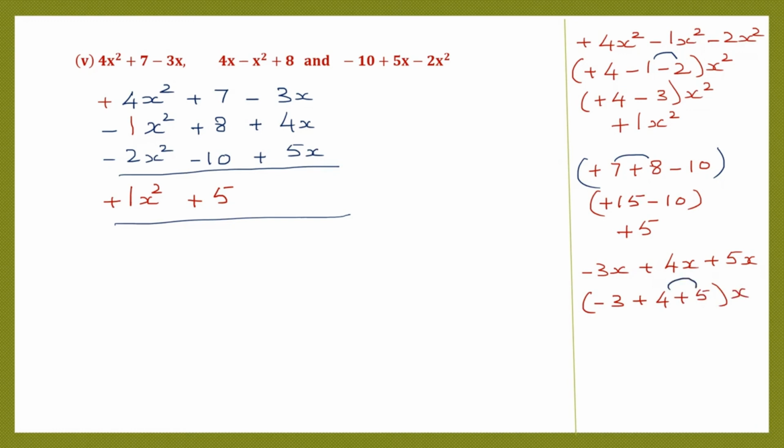So let's write that down. Minus 3 plus 9x. Now signs are different. Let's put the sign of the bigger number and subtract. 9 minus 3 is 6, plus 6x. So let's write it down here, plus 6x. So what is our answer? Plus 1x square plus 5 plus 6x.